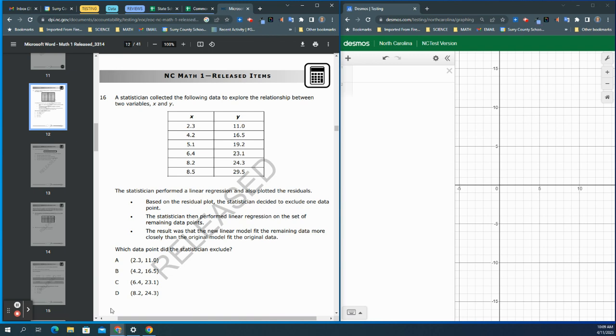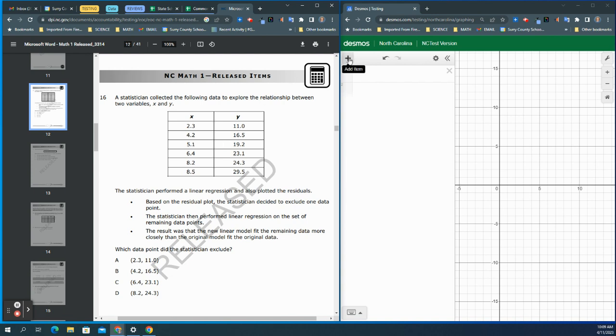Looking at this question, it says a statistician collected this data, and then it says performed a linear regression. Linear regression is pretty important here, and we also looked at plotting the residuals. So before we get started answering the question, let's get this table into DESMOS.